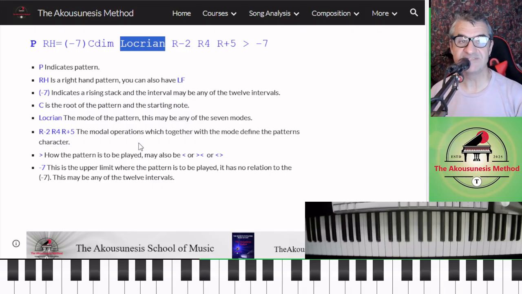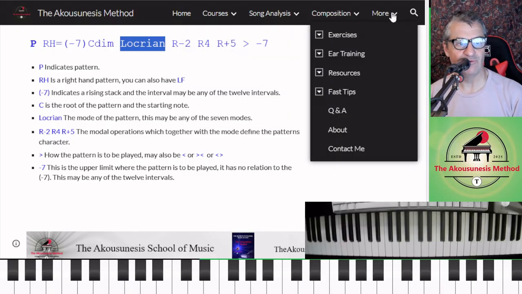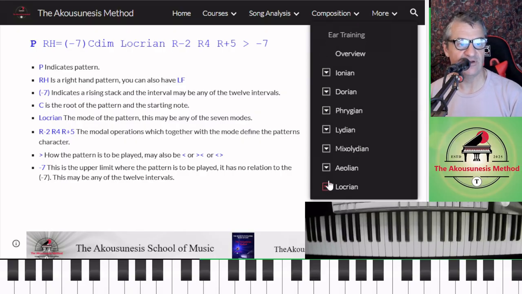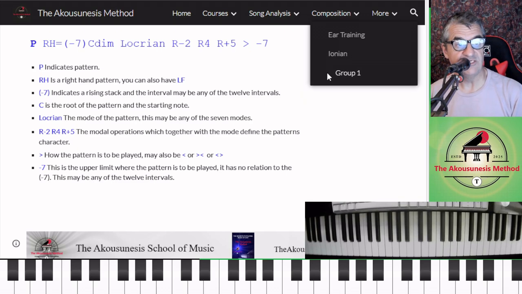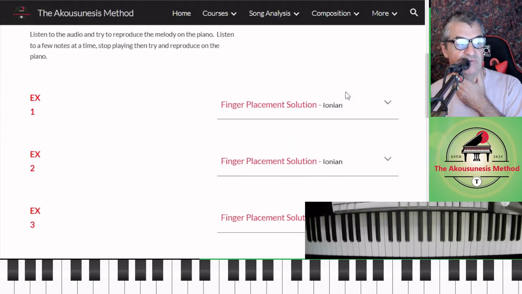To work out what are the best fingers, what I've supplied on the website is really good ear training. So if you go to the ear training menu, I won't stay here for long. On the ear training menu, I'm going to go through a video describing what I've added to my website.